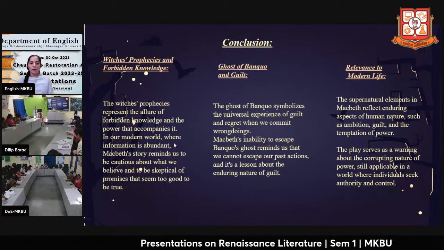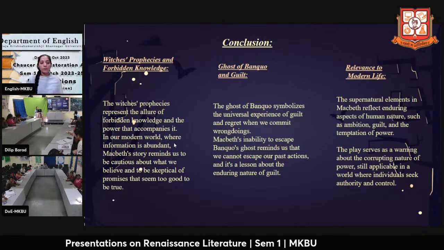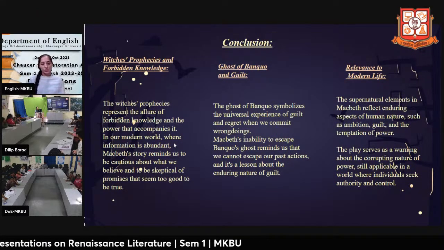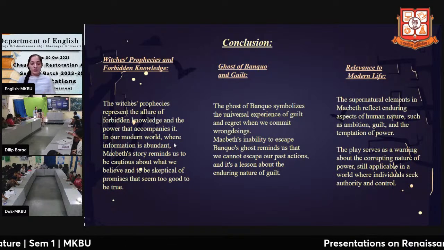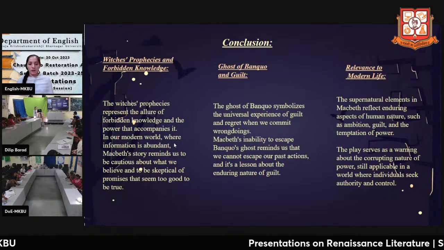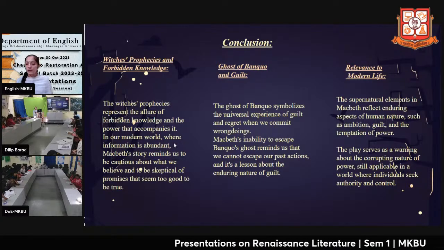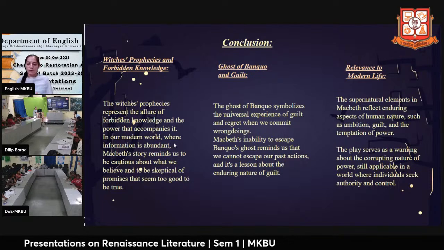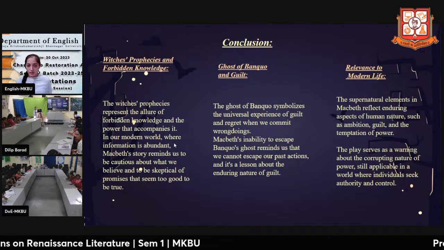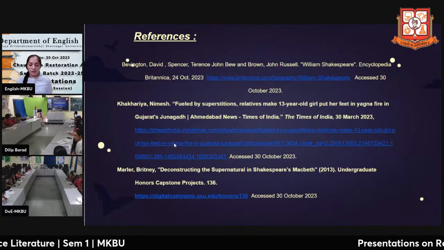These are the conclusions. We can say that forbidden knowledge in today's time also plays a vital role, like the witches' prophecies and Banquo's ghost, and it can also impact our life. Aspects of human nature, ambition, guilt, and temptation of power, we can relate to this. These are some references.